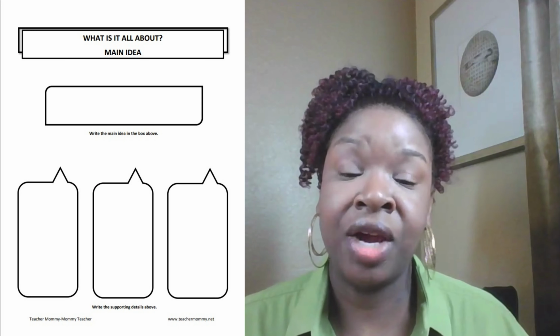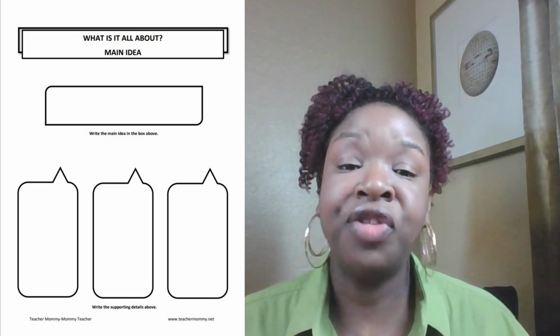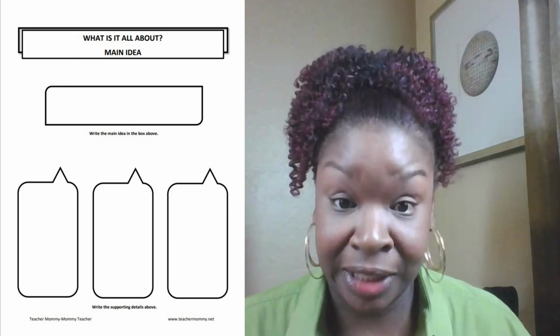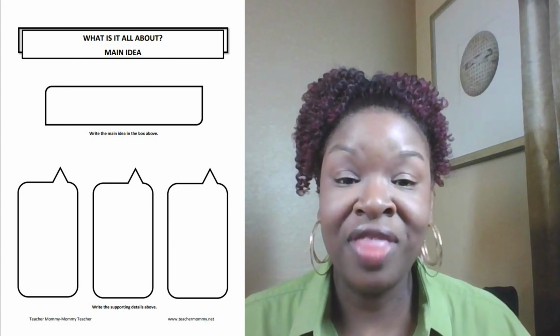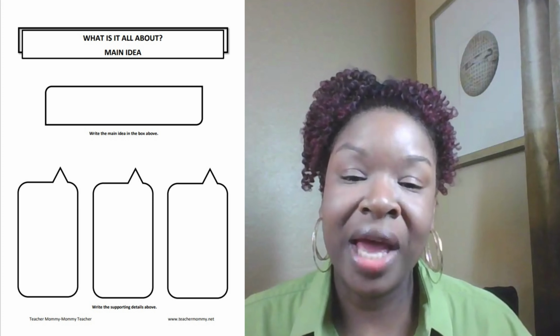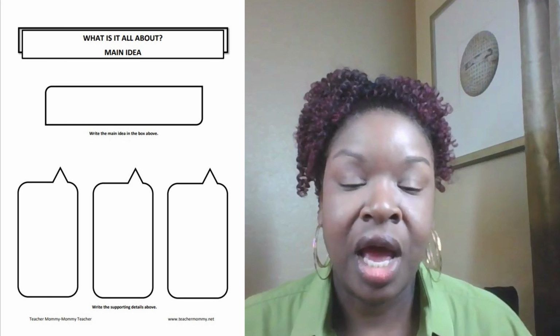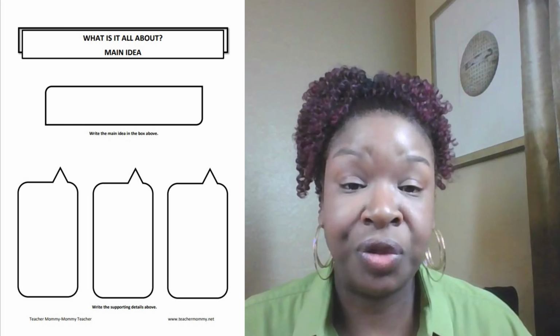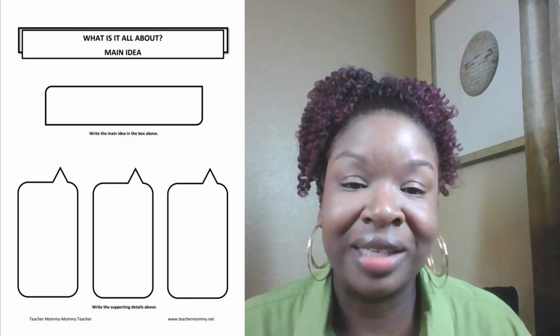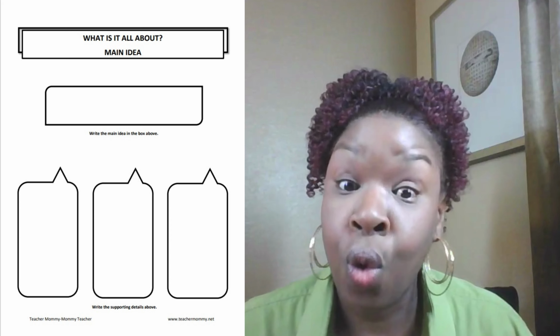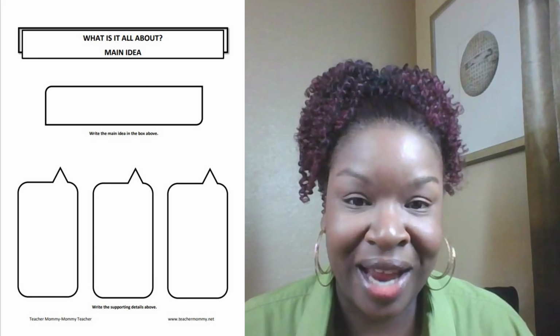This is a main idea graphic organizer. After you read the text, you're going to write down what you think the main idea is. Then after you have written the main idea down, you're going to go back inside of your text and find supporting details. Now remember, your details have to connect to what you wrote down as the main idea. If they do not connect, they're not supporting details, or you wrote down the wrong main idea.